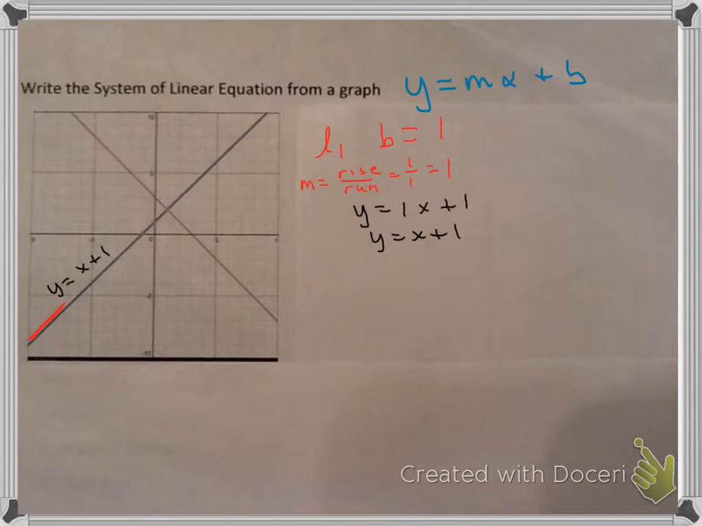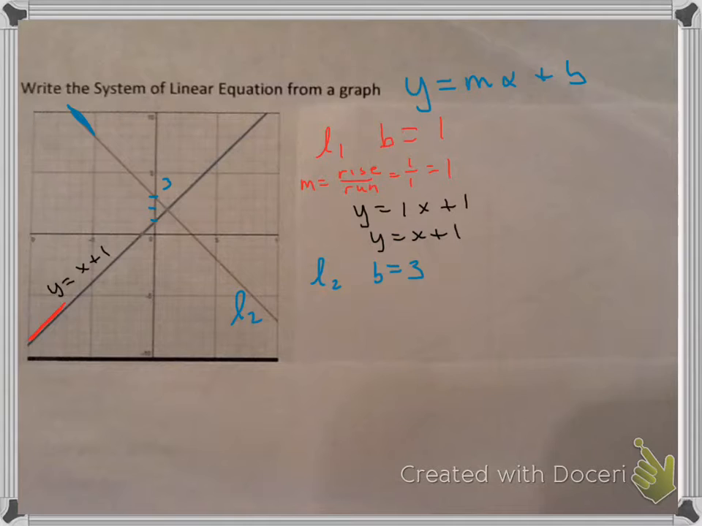Now let's look at line 2. We'll say it's in the blue here. My y-intercept looks like it's 1, 2, 3. Looks like it's at 3. So on line 2, my b is going to be 3.